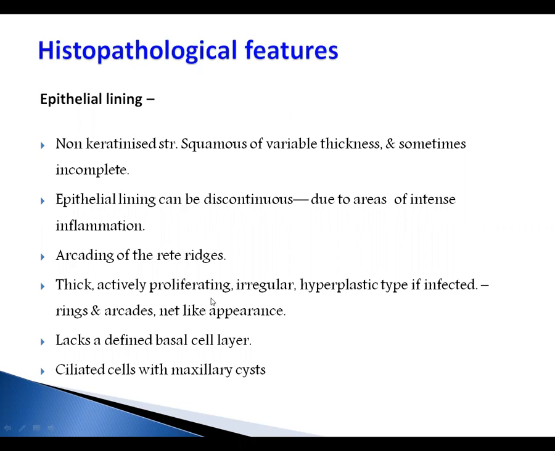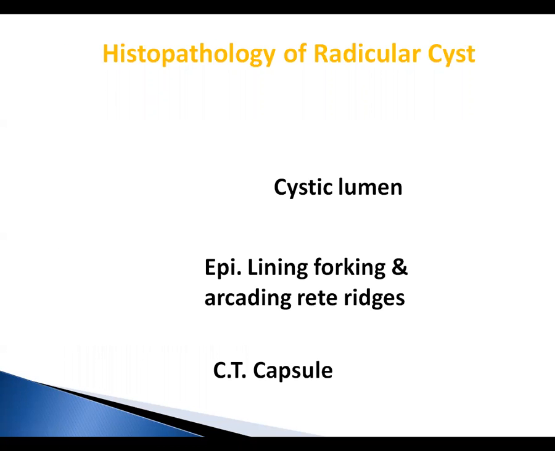The epithelium is actively proliferating, irregular, hyperplastic if infected, with ridges, arcades, and a snake-like appearance. It lacks a defined basal cell layer, and has ciliated cells with maxillary cysts. Histopathologically, we see the cystic lumen, epithelial lining of forking and arcading ridges, and the connective tissue capsule.